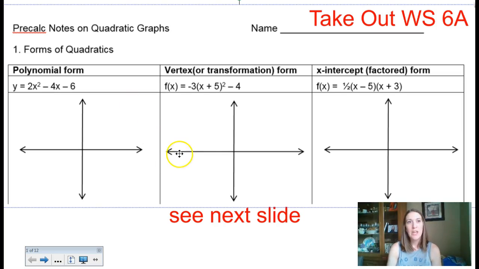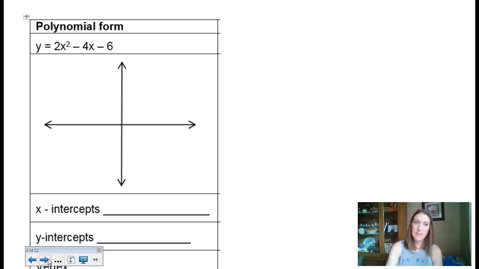All right, so there's three forms of quadratics that we're going to talk about, and the first one is sometimes referred to as polynomial form. Other times books refer to this as standard form. And standard form is probably not the greatest form for us to be working in. It does tell us some things though.